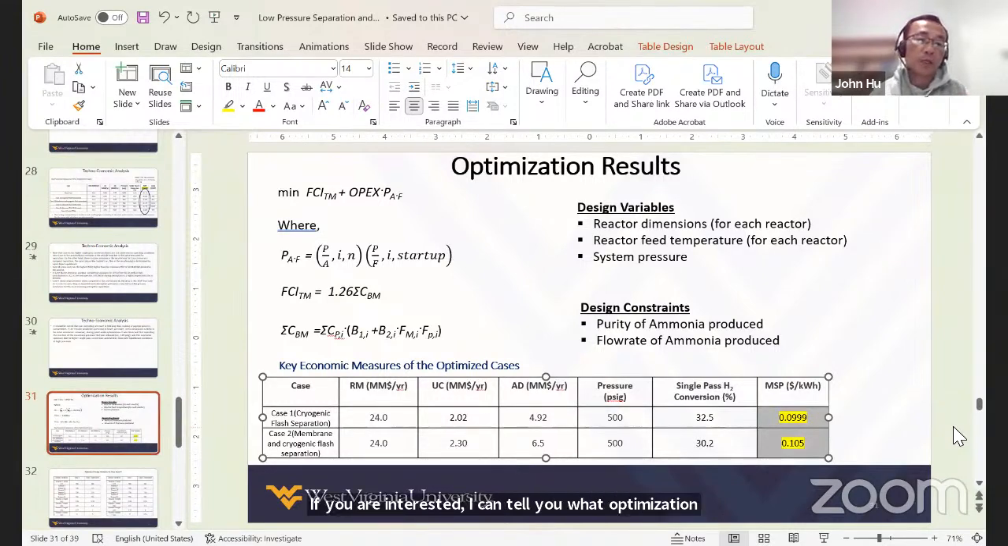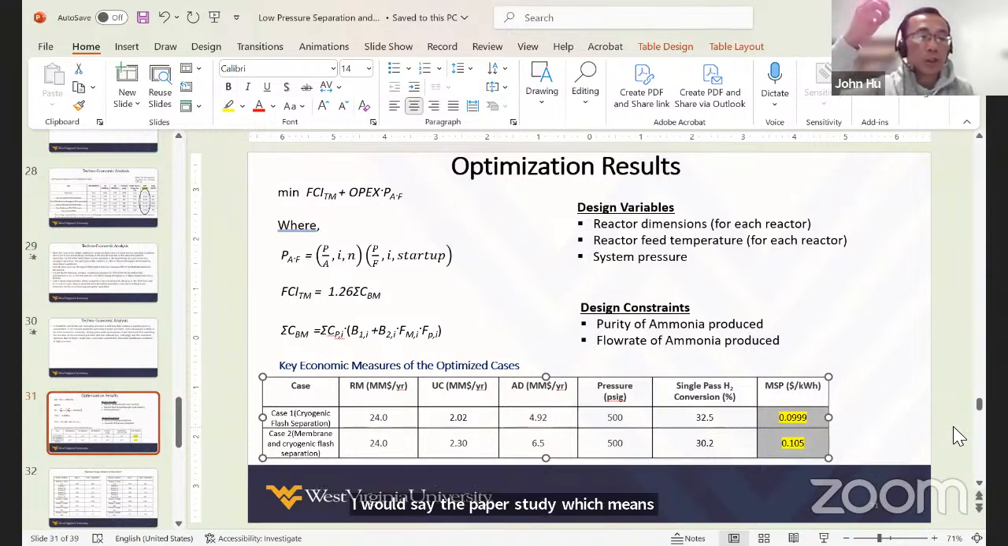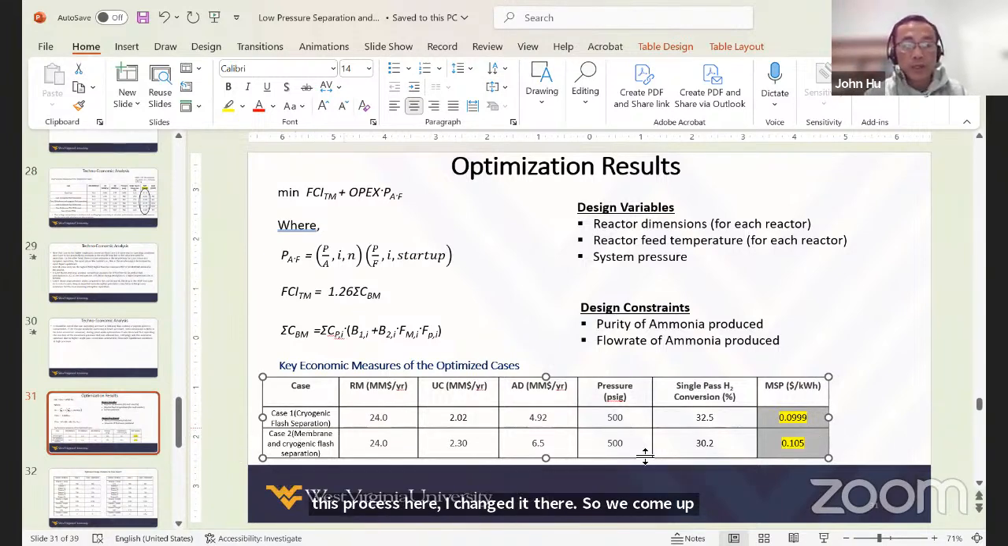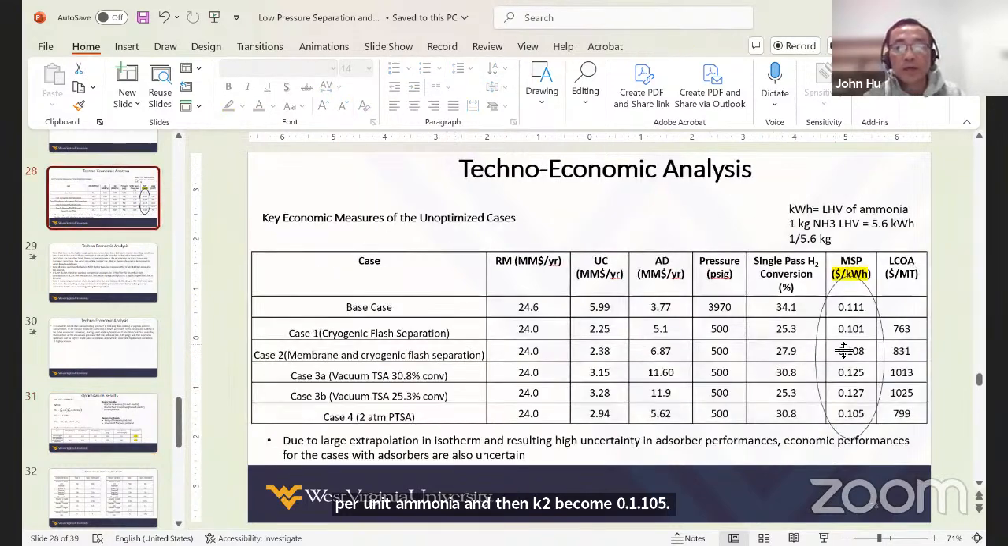If you are interested, I can tell you what optimization we did. But this is more like a paper study, meaning what if we change this part of the process here, and change it there. So we come up with this. Case 1 becomes $0.09 per unit of ammonia, and case 2 becomes 0.105. What about the data before optimization? Before optimization, case 1 was 0.101, and case 2 was 0.108.